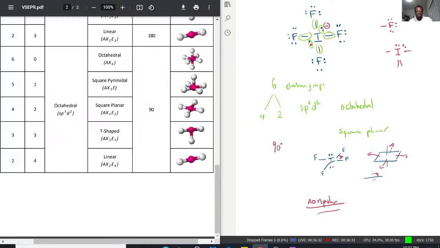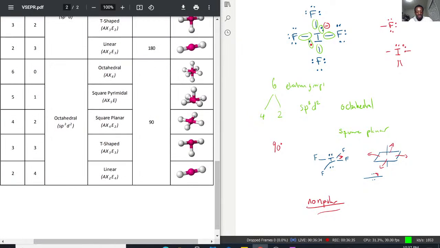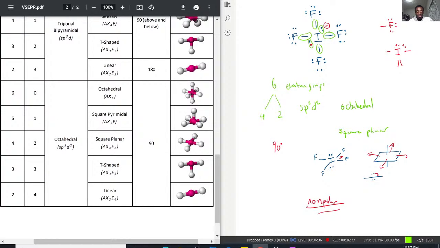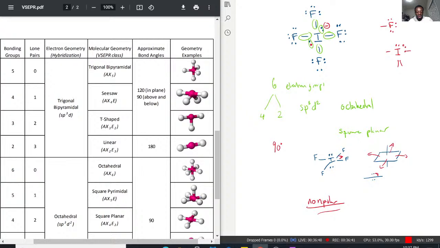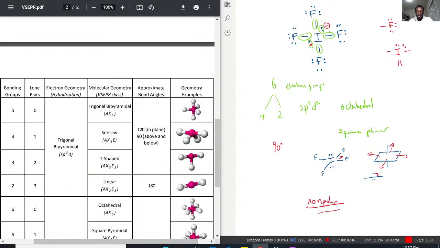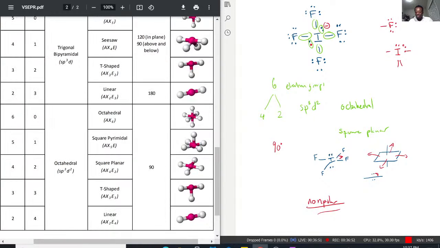I can't think of a VSEPR theory that really abides by that, considering that we have all these different shapes and none of them really have it, maybe like the seesaw, but that's not what we're dealing with at all, or even the trigonal bipyramidal. That may be what they're thinking of, which is not the case here. It would actually be, give me a quick second.